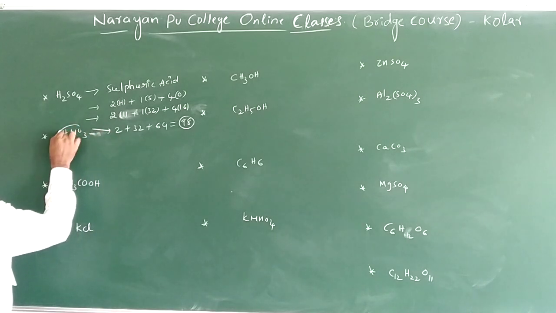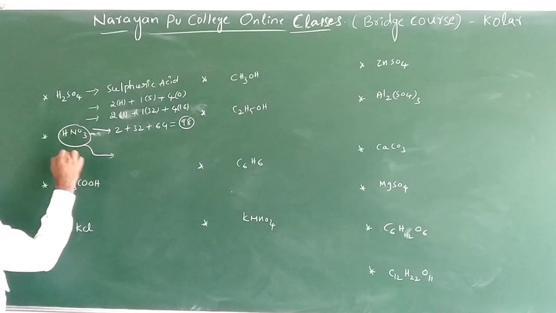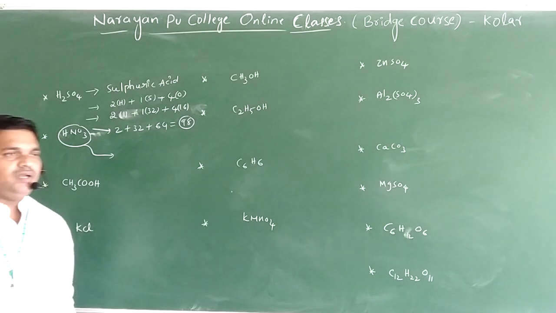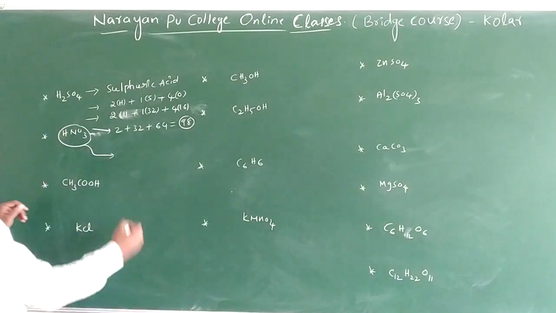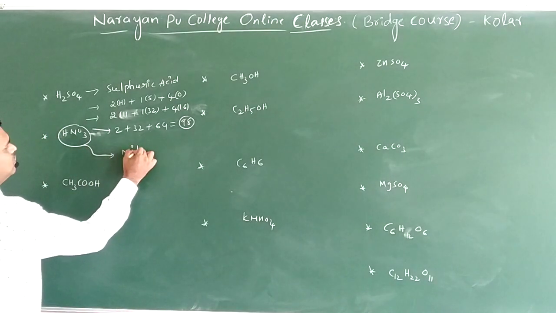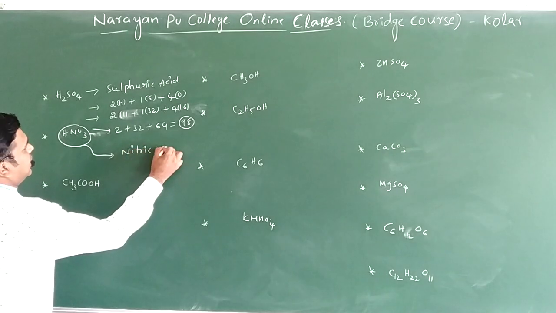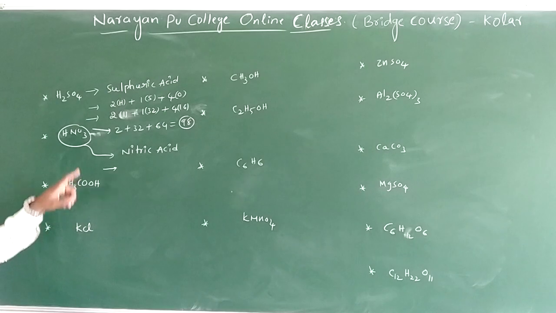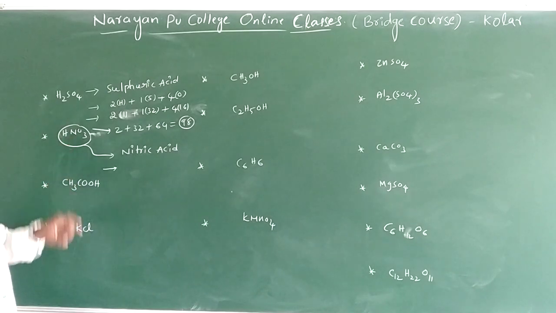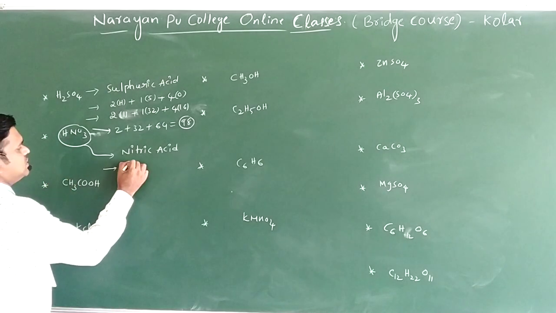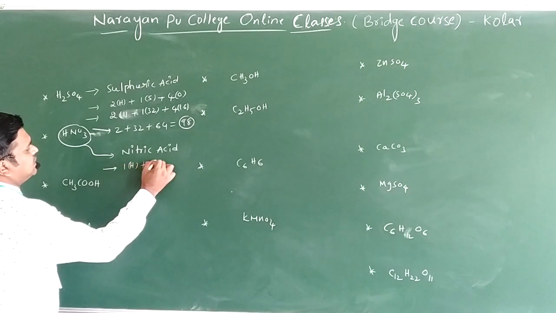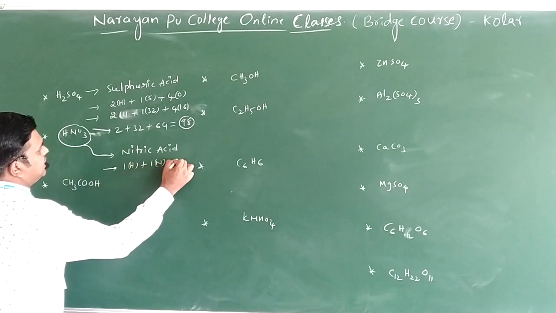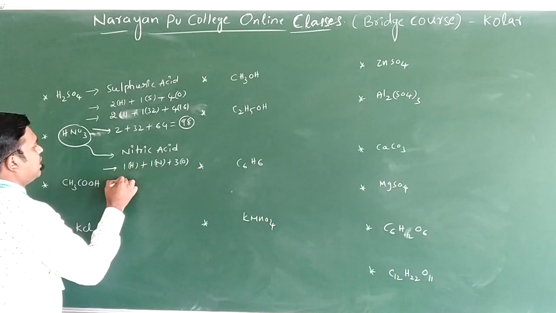Clear? Next you can see HNO3. What is the HNO3 name? HNO3 name is nitric acid. How many atoms are there? 1 hydrogen, 1 nitrogen and 3 oxygens. So 1 hydrogen plus 1 nitrogen plus 3 oxygens we have.